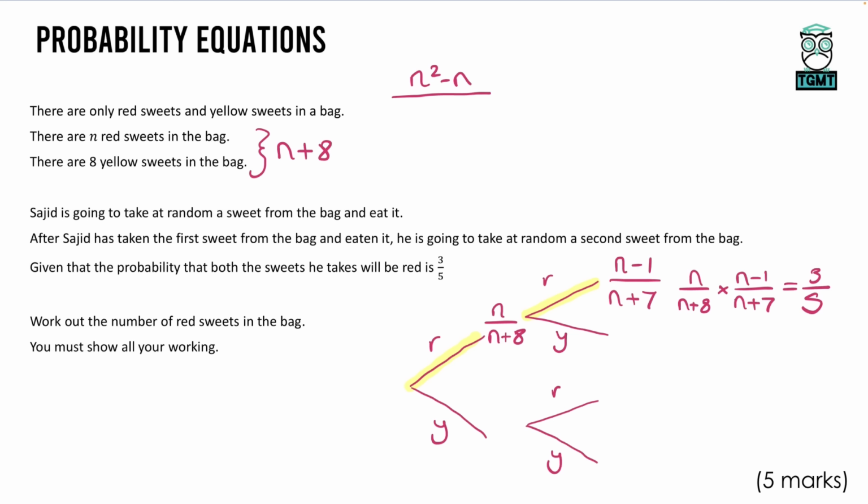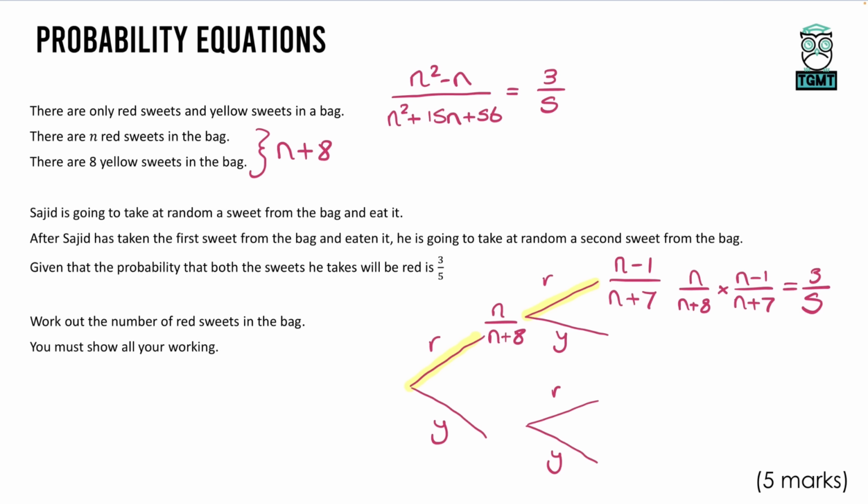Now you can write that out as a full double bracket. It gives us n squared plus 7n, and 8n together makes 15n. And then 7 times 8 is 56. And again, that's equal to 3 over 5.